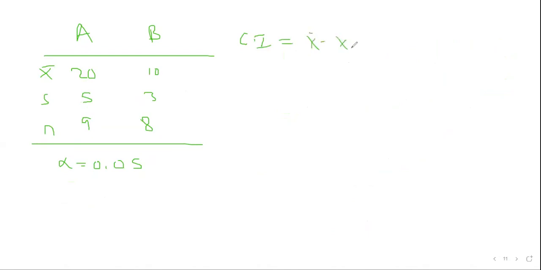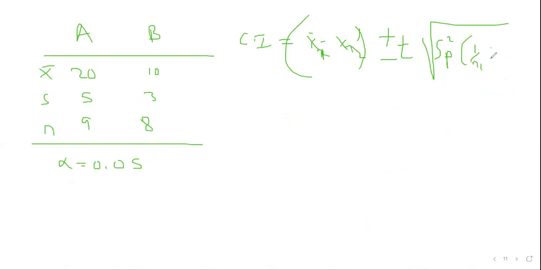So mean 1 minus mean 2, plus or minus t, then here we're going to have what is called the pooled variance, times 1 over n1 plus 1 over n2. This is what the lecturer was trying to teach you today in the morning. Minus 10, plus or minus. Now, how do we read the t?